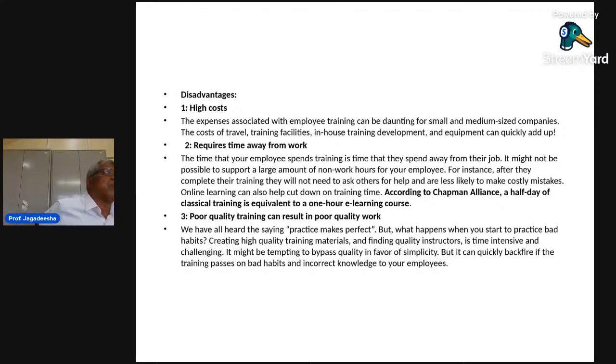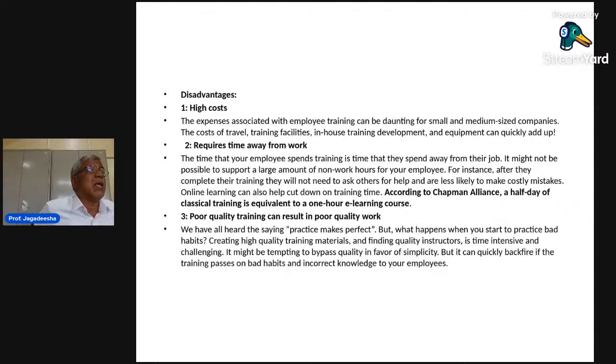When the people are away from the work, I tell you, during that period the regular work will come to a complete halt. This is another important point to be remembered. Then the next point is that poor quality training can result in poor quality work. When you conduct training and development, the trainer, the manager in charge of the training and development, or the top executive, the CEO of the training and development institution, must have proper planning.